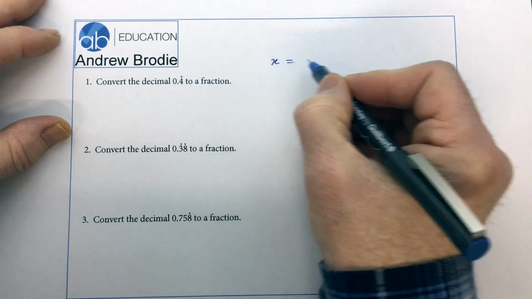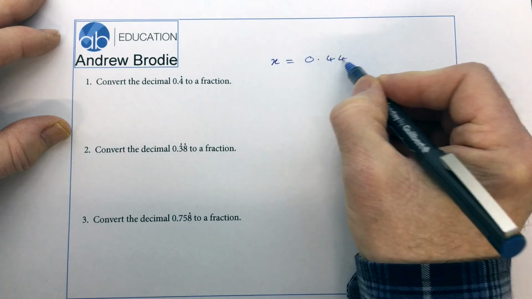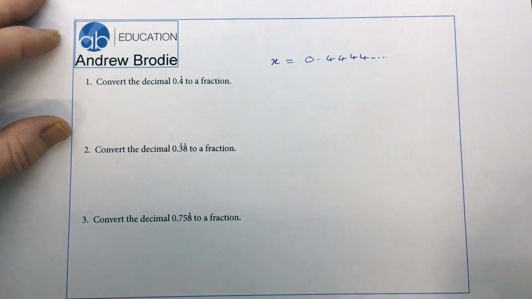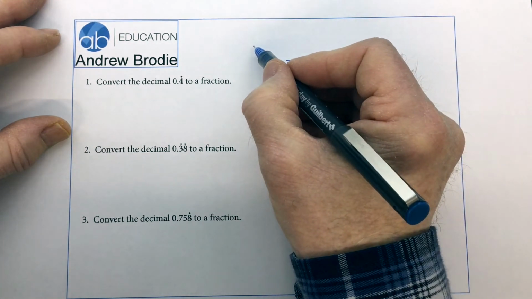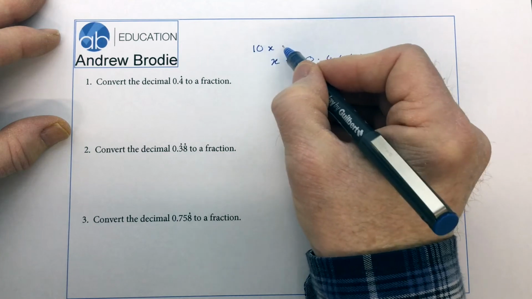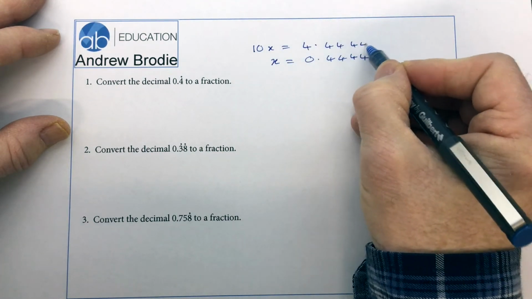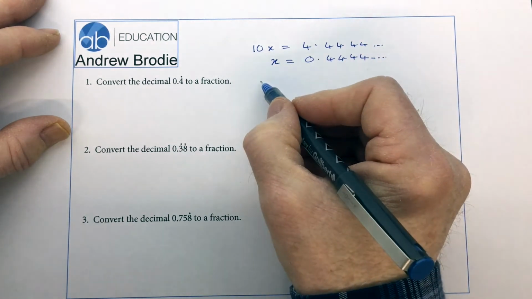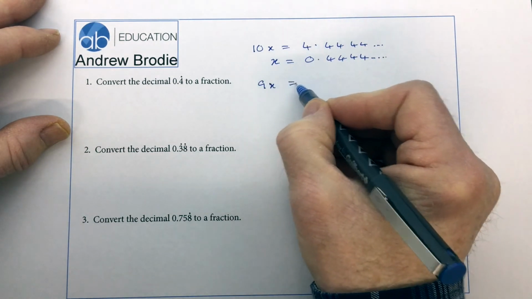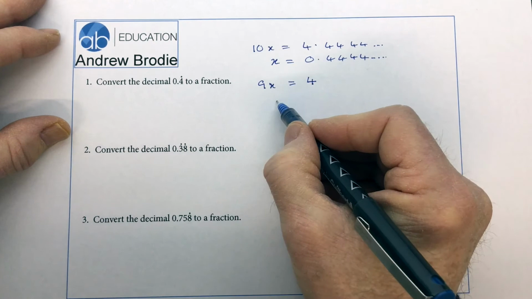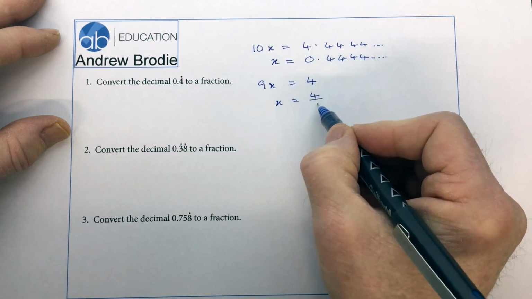We've got x equals 0.4444 and so on. So all we've got to do with this one is multiply by 10. 10x equals 4.4444 and so on. Now subtract, 9x is simply equal to 4. So x is 4 over 9.